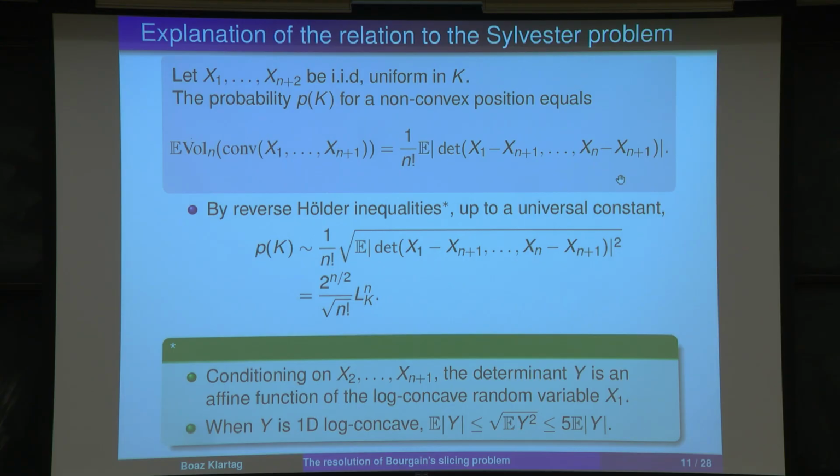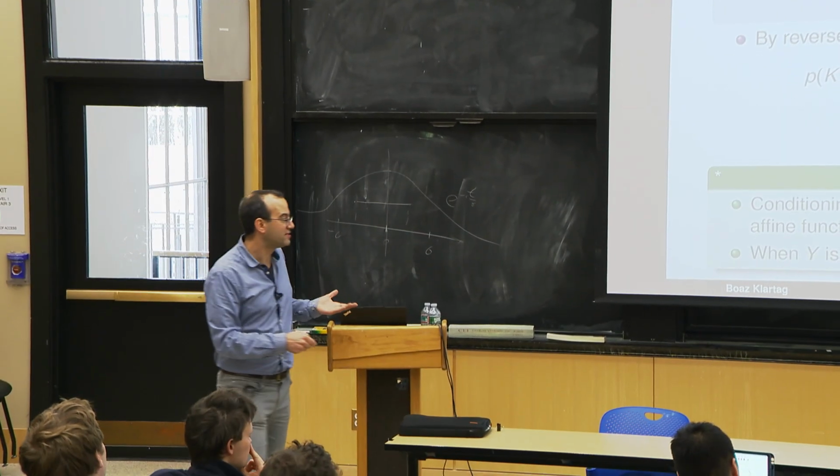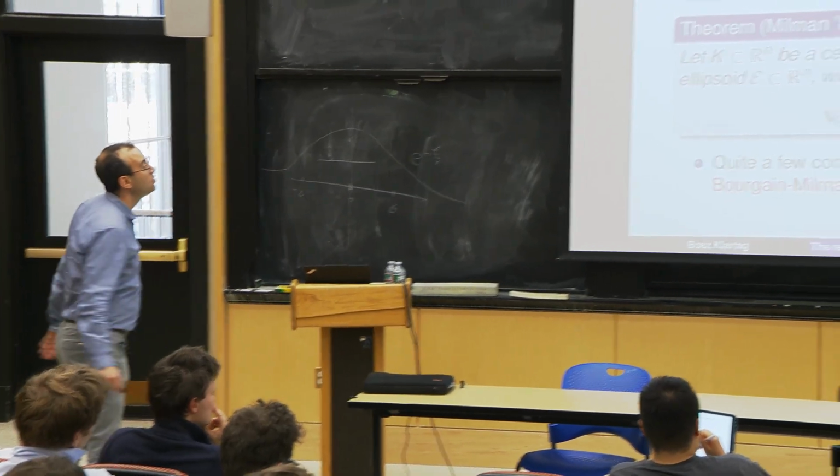Why am I allowed to replace L1 by L2? Because of the following reason. Let's condition on everything except for x1, and let's look at the determinant, call it y. If you condition on everything except for x1, then the determinant y is some linear or affine function of x1, the log-concave random variable. So y would itself also be log-concave. And for log-concave random variables in 1 dimension, it's all simple like that, so you can reverse the Hölder inequality up to a factor of 5. This is the proof for the Sylvester problem.